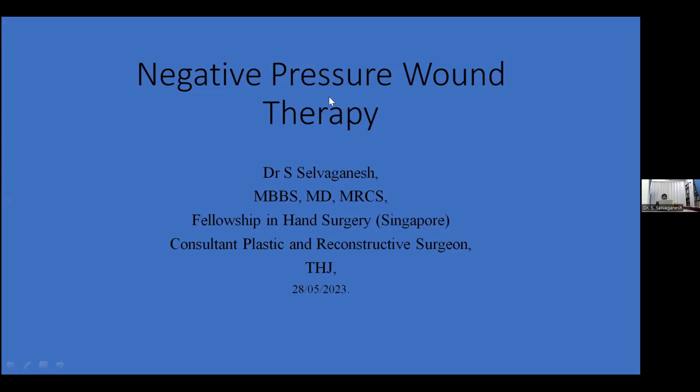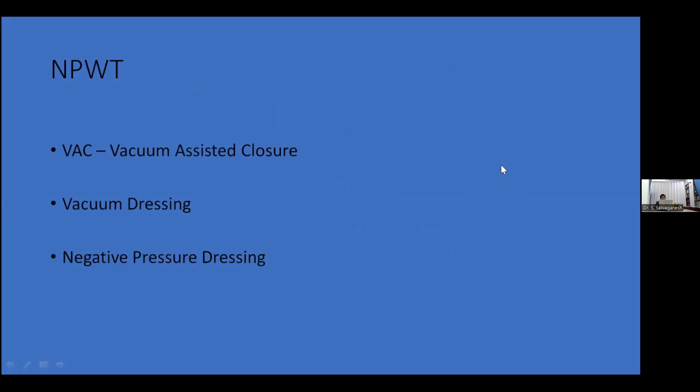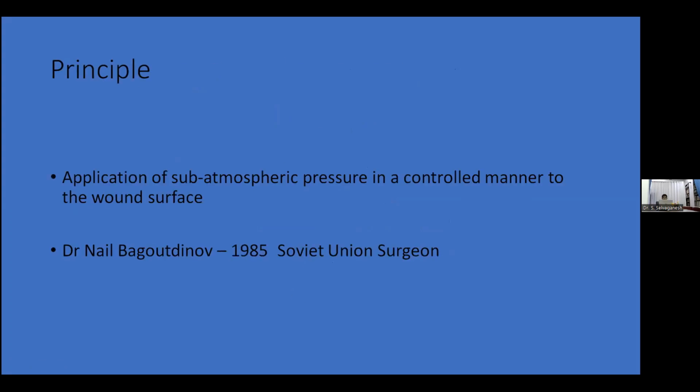Thank you, Vasan, for the kind introduction. Today's topic is negative pressure wound therapy. It may not be a new topic for you, so I will get on to the topic. Negative pressure wound therapy is also called vacuum assisted closure, vacuum dressing, and negative pressure dressing. These are all synonyms. Basically, the principle is application of negative pressure in a controlled manner to the wound surface.